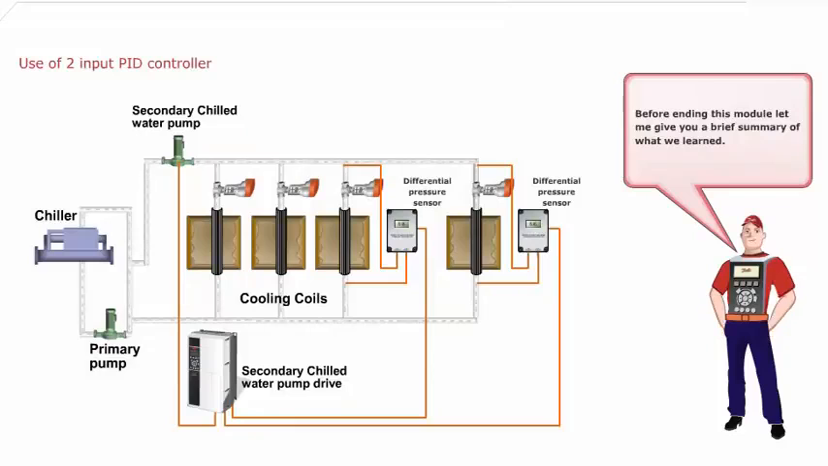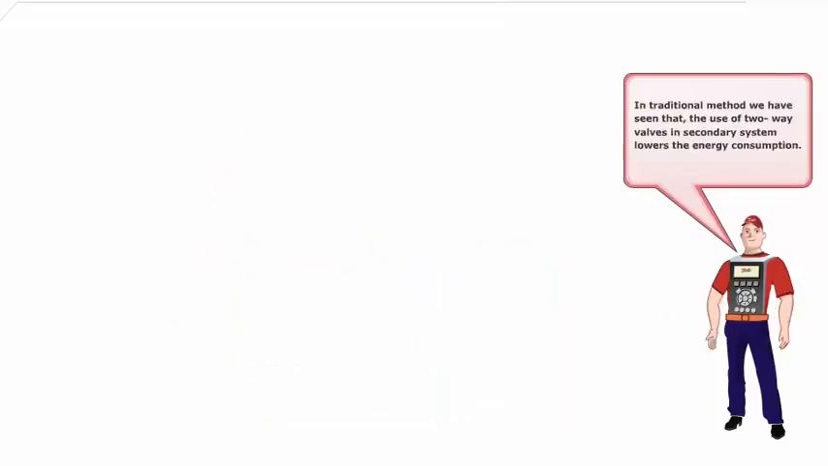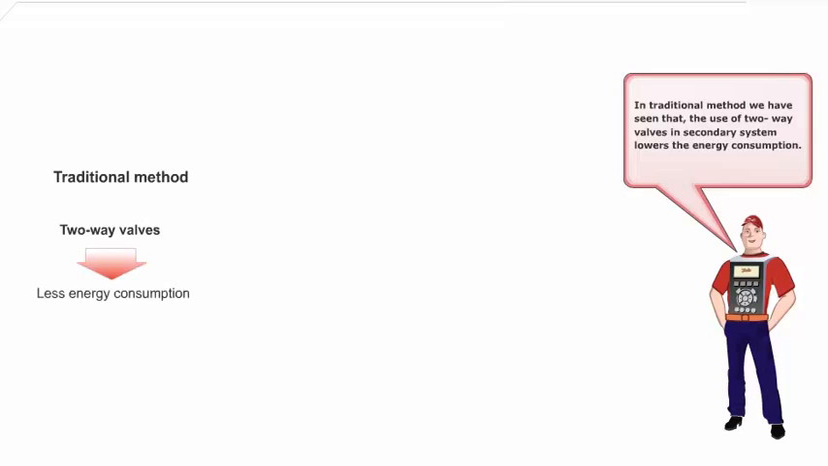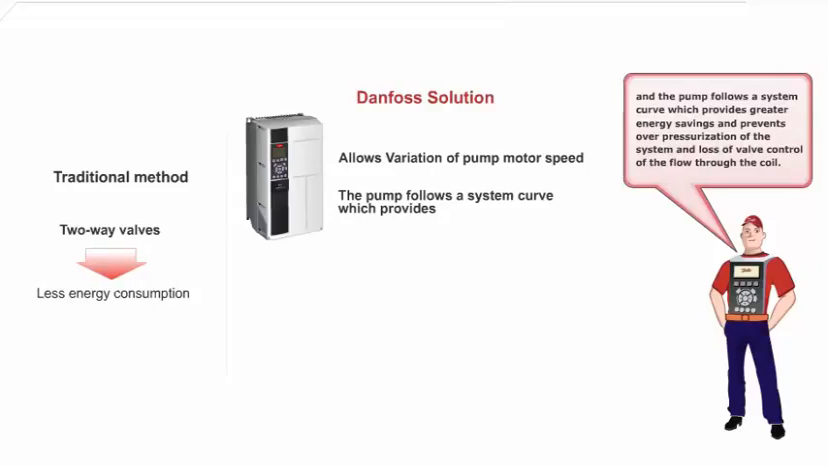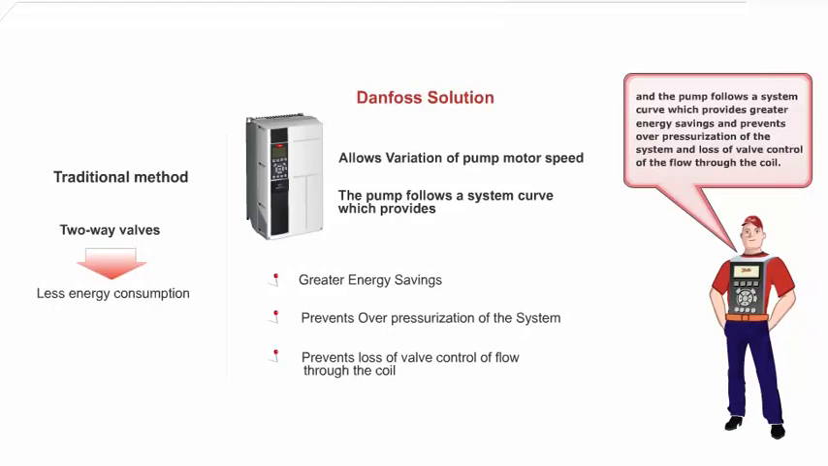Before ending this module, let me give you a brief summary of what we learned. In the traditional method, we have seen that the use of two-way valves in the secondary system lowers the energy consumption. But we saw that in Danfoss solution, the addition of VLT HVAC drive allows variation of pump motor speed, and the pump follows a system curve, which provides greater energy savings and prevents overpressurization of the system and loss of valve control of the flow through the coil.